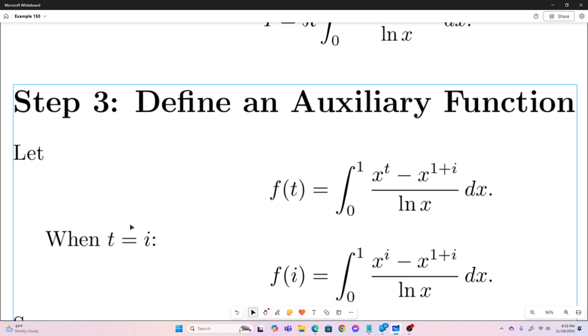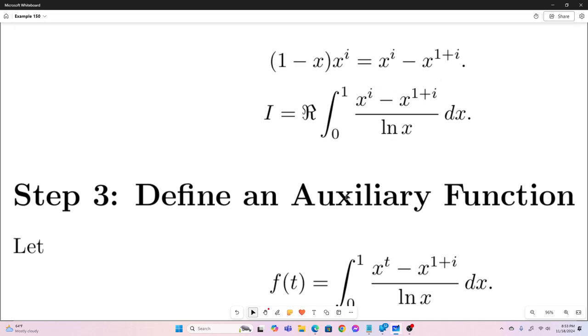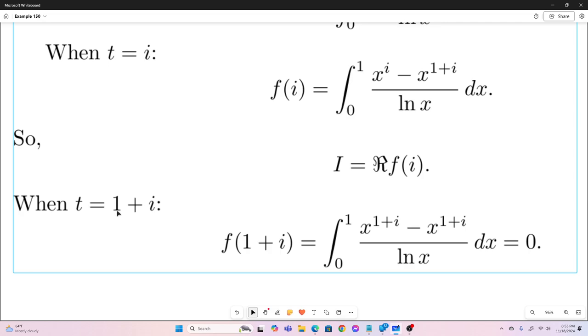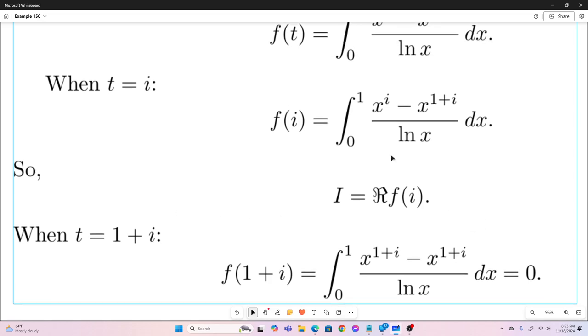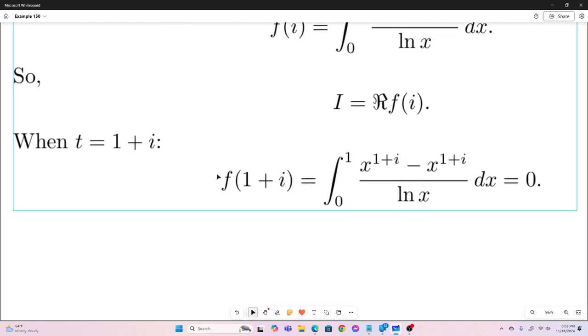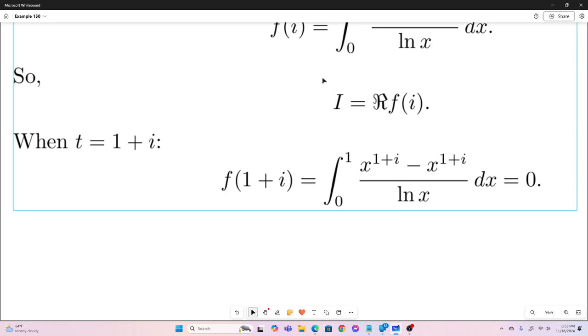And we can see that when t is equal to i, of course, we get this part right here without the real part. And when t is 1 plus i, we get 0. Because if we substitute 1 plus i in here for t, we just get something minus the exact same something, which is just 0. So that whole thing would evaluate to 0. So basically we can say f at 1 plus i is equal to 0, and the real part of f of i is equal to our original integral.